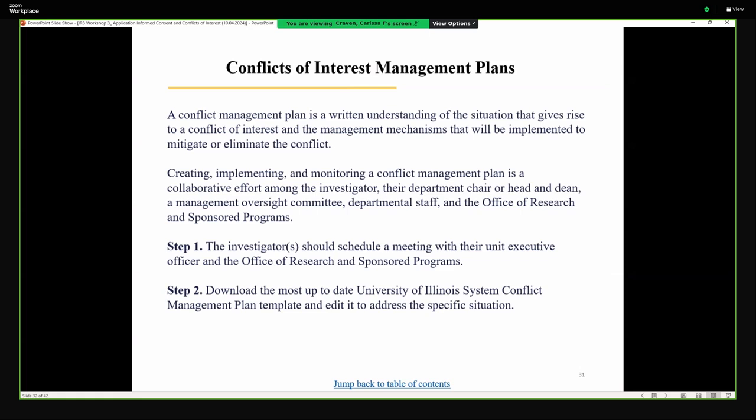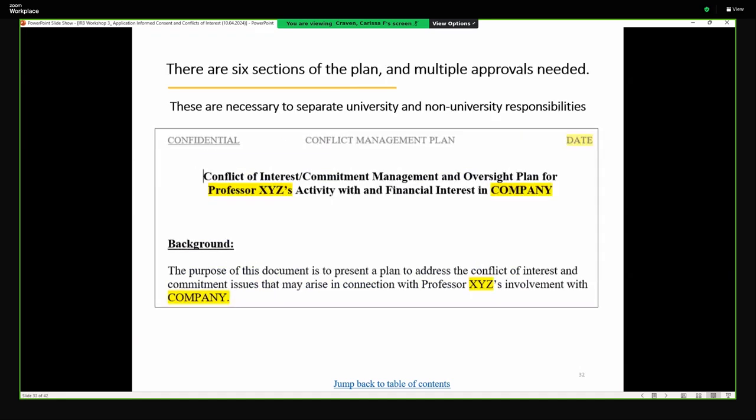This is typically financial and fiduciary, not necessarily the familial conflict of interest. So this is, again, one of those big documents that could change based on situations, and there are 6 sections and multiple approvals needed just to make sure that there is nothing untoward happening. So it is separating your university responsibilities and your responsibilities to your other interest. So it's just filling out these highlighted sections. The purpose is to address the conflict of interest that could potentially arise.